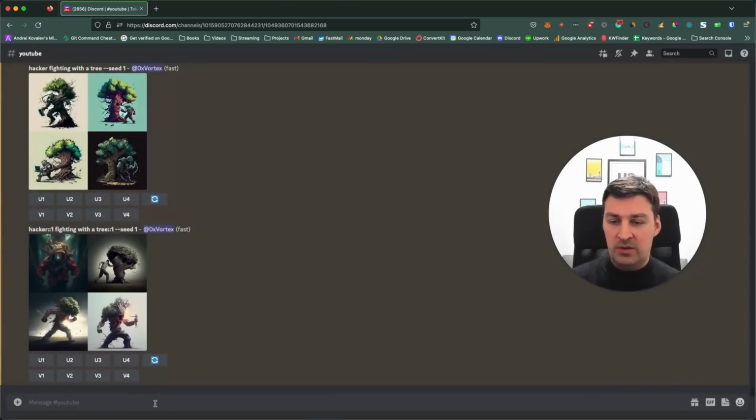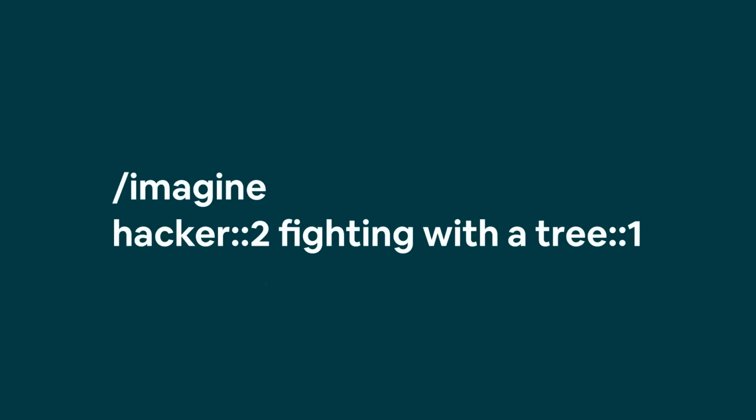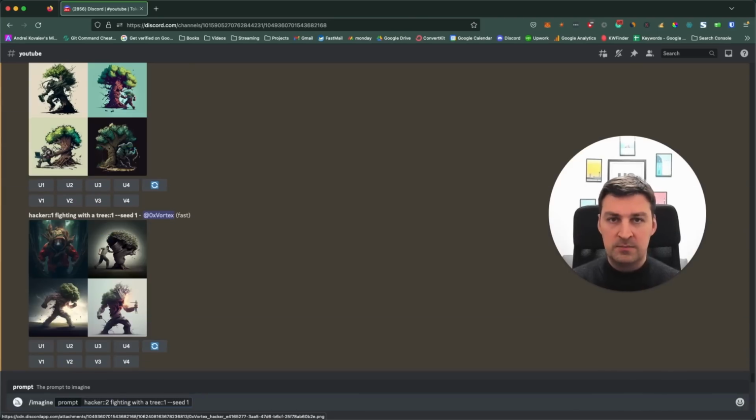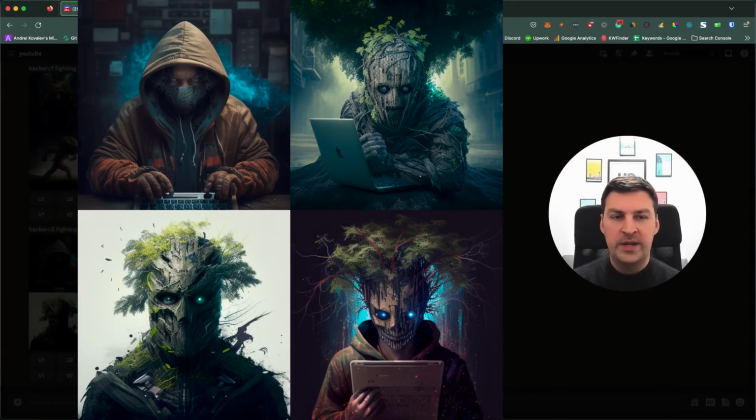So what I'm going to do now is change our prompt and put more emphasis on the hacker. I'm going to give it a weighting of 2, and the fighting with a tree part, I'm only going to give a weighting of 1, and we'll see what that gives us. So by putting more weight on the hacker, what we've got is exactly what you would expect. These are up close images of what we would call a hacker, or in 3 of these 4 cases, it's taken elements of a tree that I guess is kind of fighting or fighting with itself.